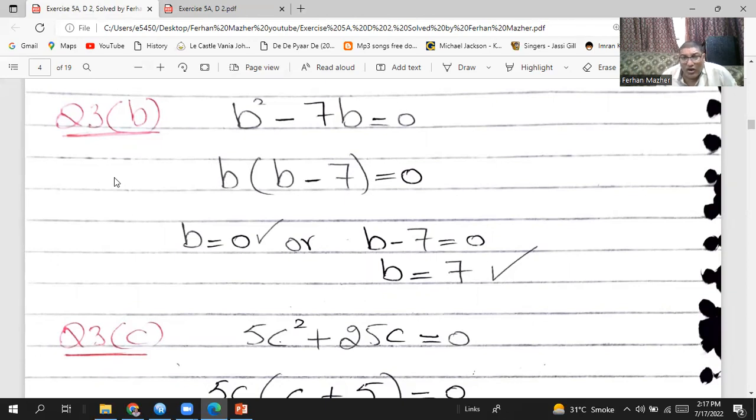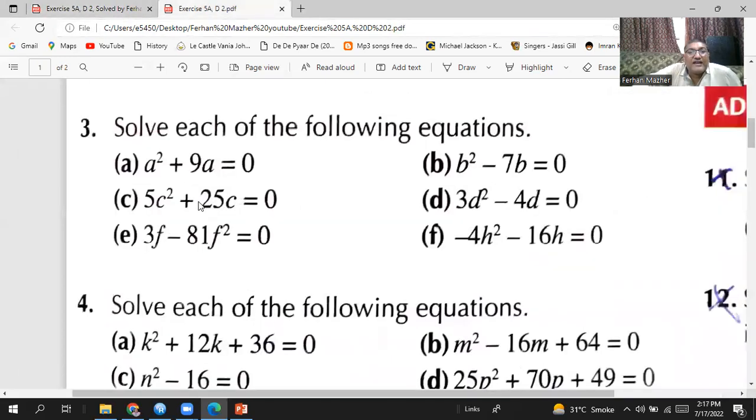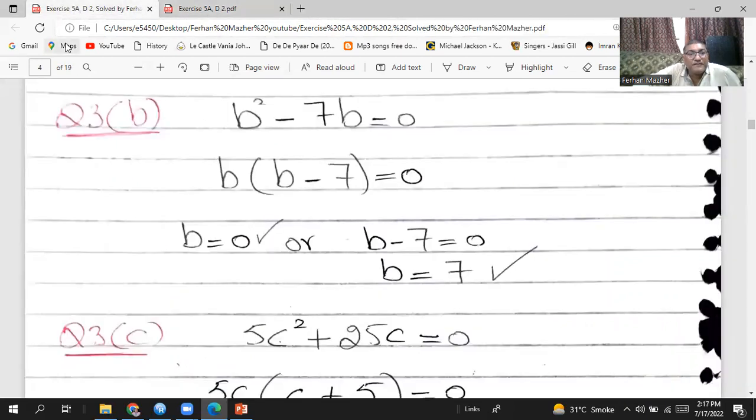So b is 0 or b minus 7 is equal to 0. b equals 0 is one solution. b minus 7 equals 0. b will be equal to 7, because minus 7 will go to the other side and it will add there. So that is the second solution. Okay, so question number 3, and it's C part, 5c squared plus 25c equals 0.